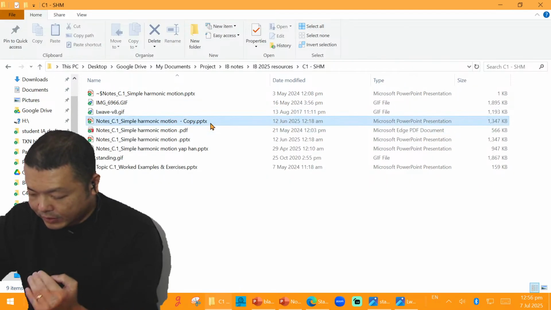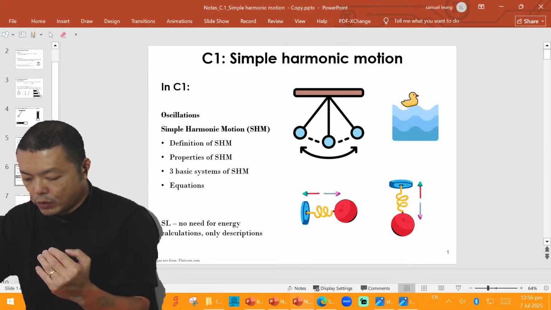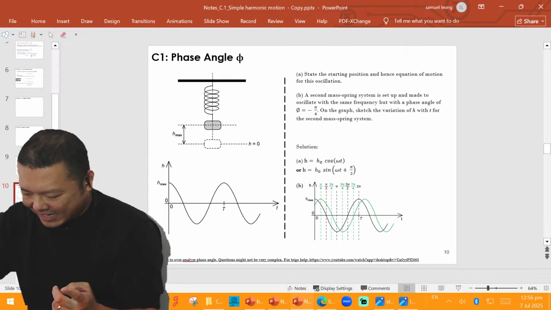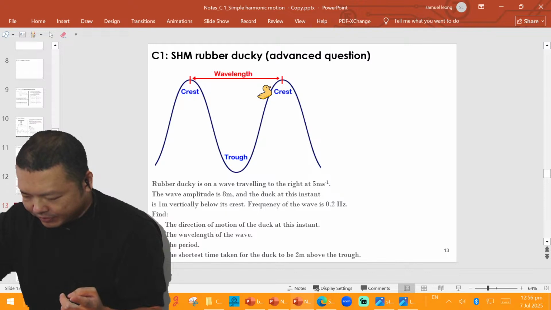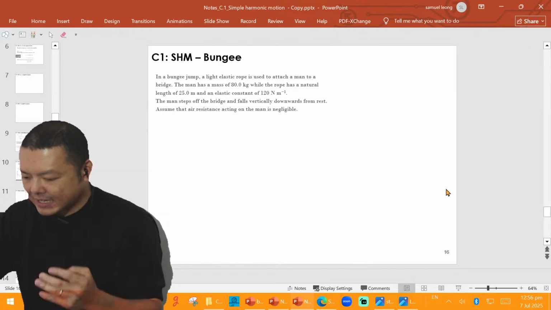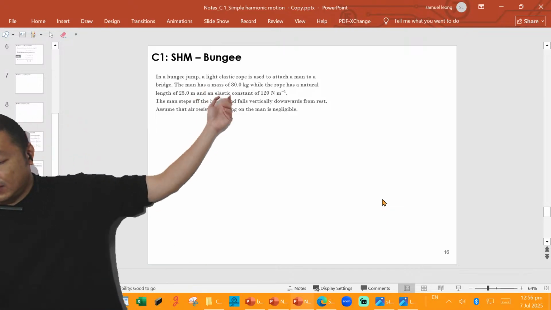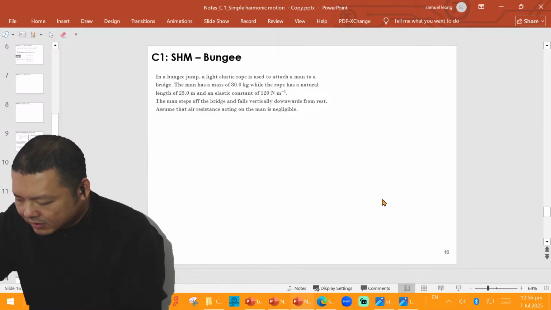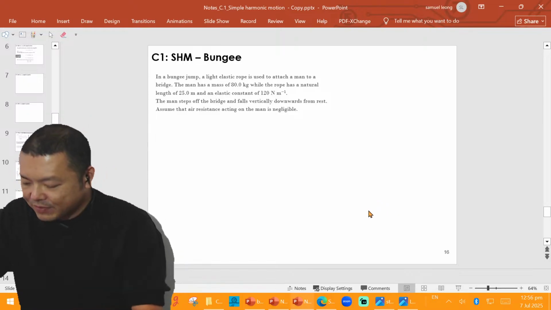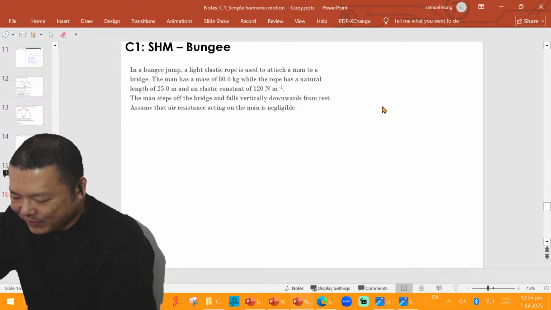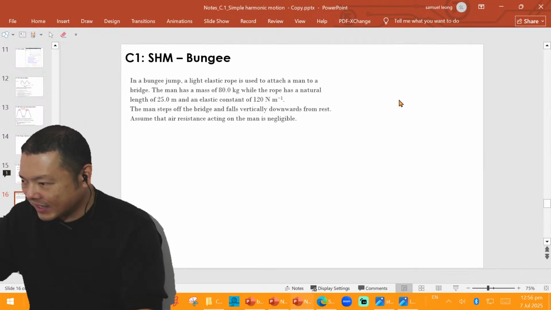So if you go back to the C1 notes, does everyone have the C1 notes here? I had these notes about a bungee jumper. Do you remember seeing that somewhere? Yeah, this one here. Oh, there's no question, there's only information here. I guess I'll do that this Saturday.